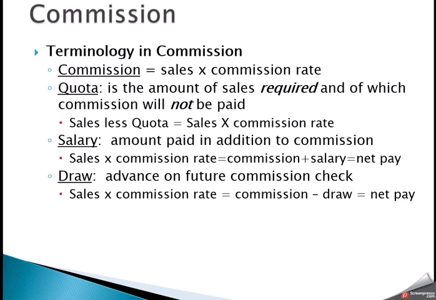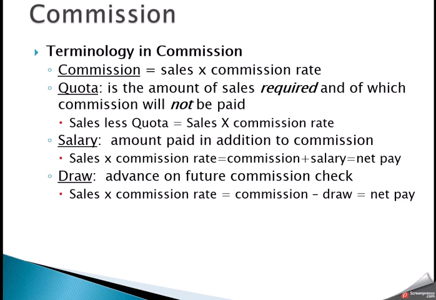Then you can have some different terminology in these commission problems. So obviously commission is our sales times our commission rate. There could be quotas. So that's kind of what I was describing on that last slide. The quota is saying that this is the amount of sales that's basically required for your job and you will not be paid commission on them. So you're going to take your sales and then subtract out that quota, and then that net amount times your commission rate is how much commission you'll get.